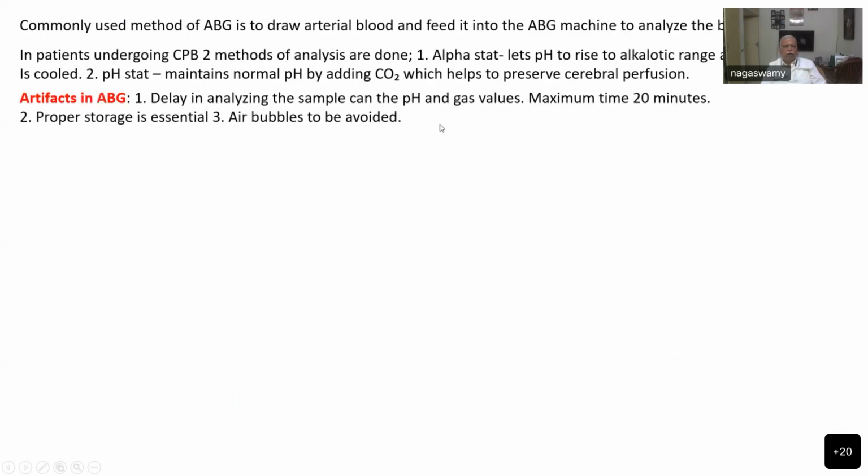Artifacts in ABG which can happen are due to delay in analyzing the sample, when the pH and gas values may change. So you must feed the sample into the machine within 20 minutes, and proper storage is essential. It should be kept at 4 degrees centigrade, and air bubbles should be avoided when drawing the sample.